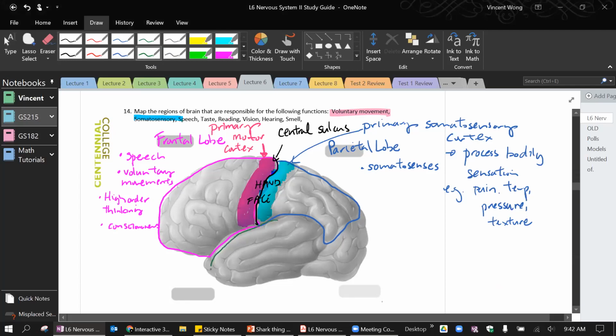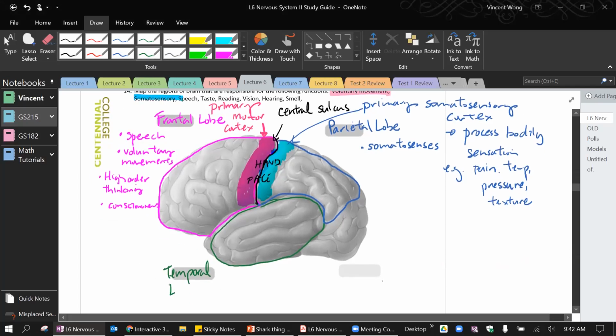We have right here the temporal lobe. Okay, so the temporal lobe is primarily responsible for processing anything related to hearing and smell. So hearing and smell, it's right here.